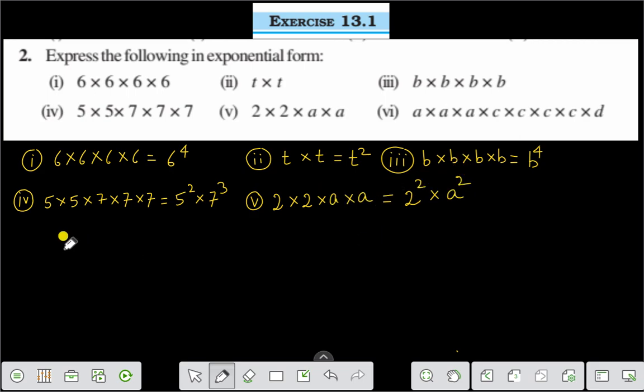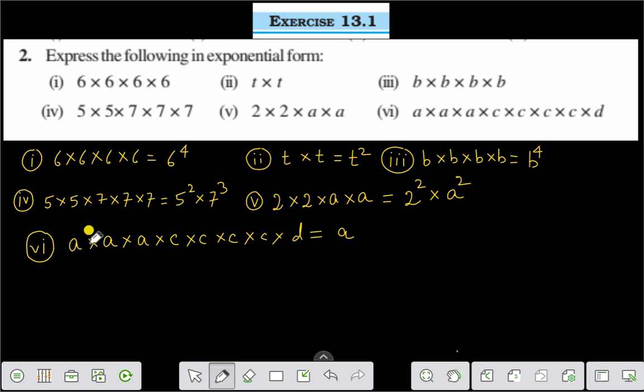Right? Now question number 6. Question number 6 is given as a into a into a into c into c into c into c into d. Right? Therefore, you can write it as a.